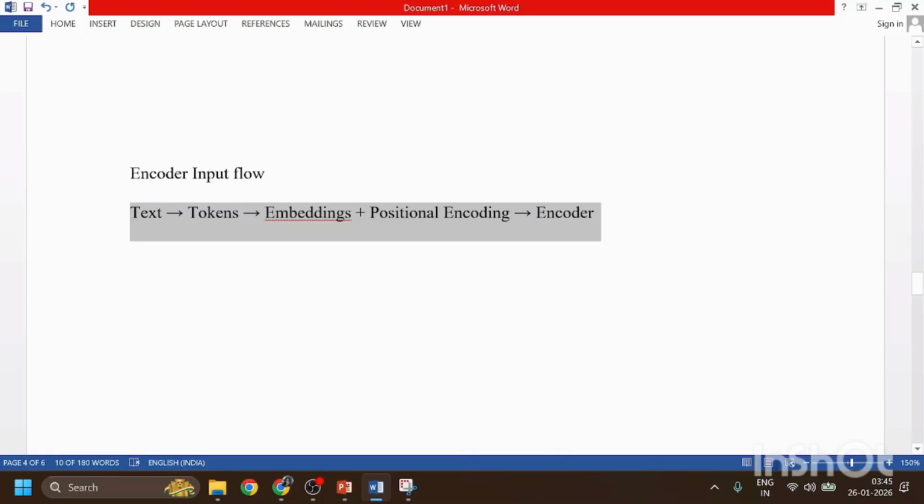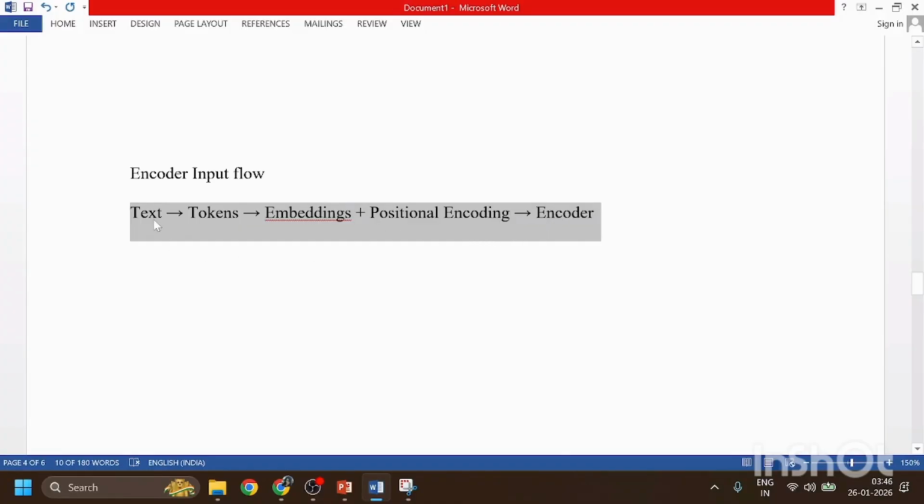Before entering the encoder, text is tokenized. I already showed you how we can tokenize a sentence. Each token is converted into an embedding, and then we need to add position. Positional encoding is added so the model knows the word order. This combined representation is the input to the encoder. So this is the encoder input flow.